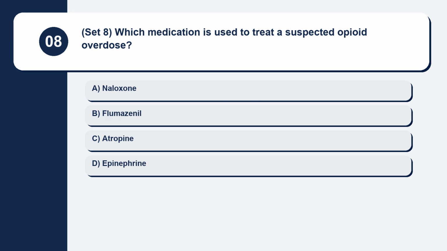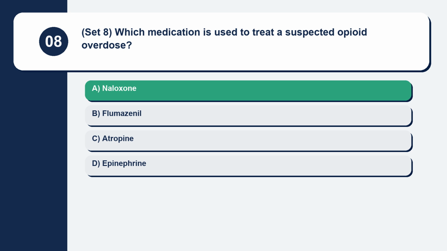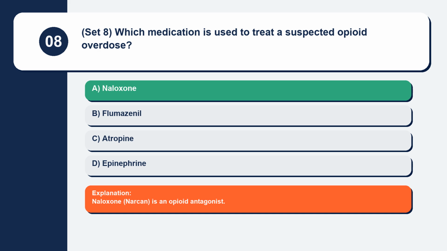Question 8. Set 8. Which medication is used to treat a suspected opioid overdose? Naloxone, flumazenil, atropine, epinephrine. Naloxone, Narcan, is an opioid antagonist.